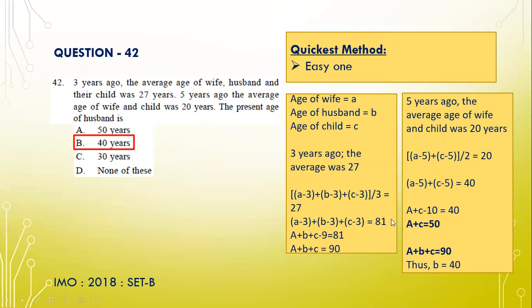Again, A plus C is 50 and A plus B plus C is 90. So then what is the value of B? The value of B is 40, isn't it? Because A plus C is 50 and B is 40, so 50 plus 40 is 90. Okay, and what is B? B is the age of the husband. So the age of the husband is 40 years.